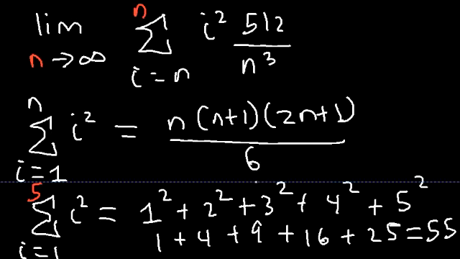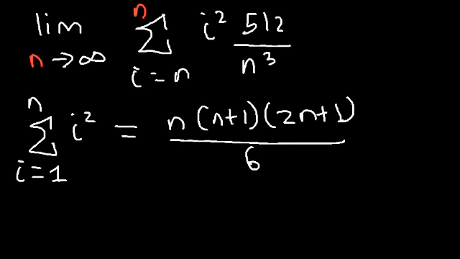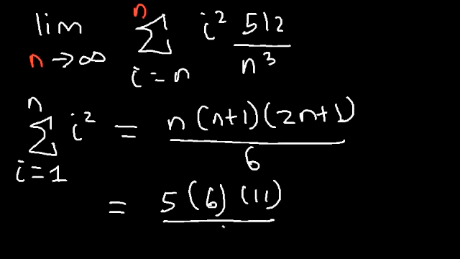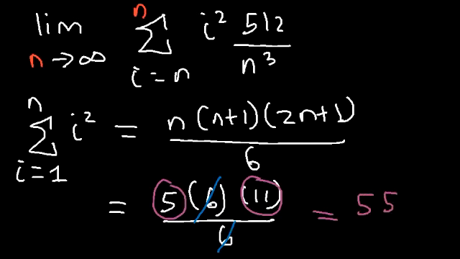Now the formula can help you get the same answer. Let's say if n is 100, you don't want to have to add it 100 times. So the formula becomes convenient. In the last example, n was 5. So n plus 1, 5 plus 1 is 6. 2n plus 1, 5 times 2 is 10, plus 1, that's 11. So we can cancel a 6. And what we have left over is 5 times 11, which gives us the same answer, 55.